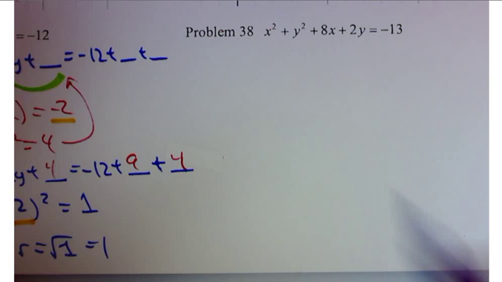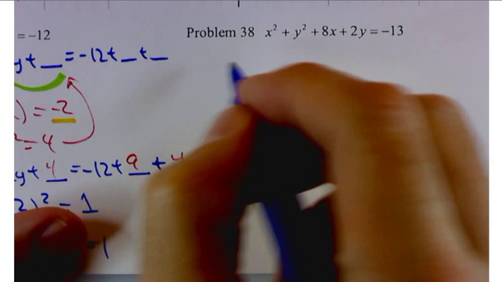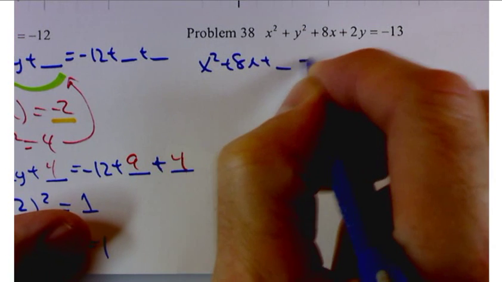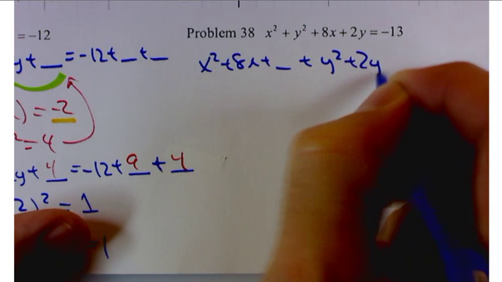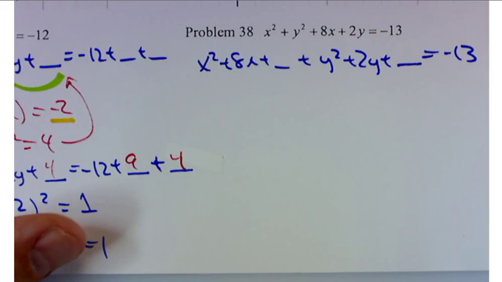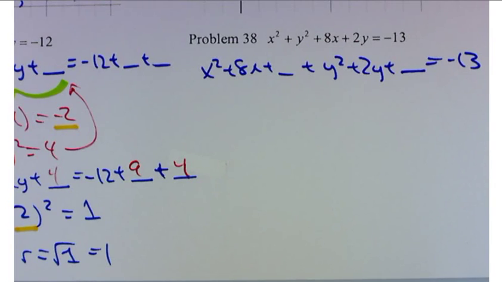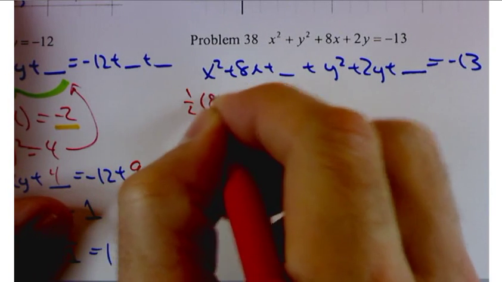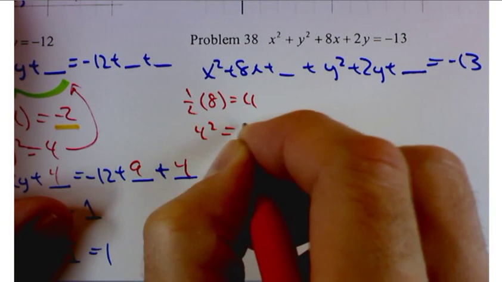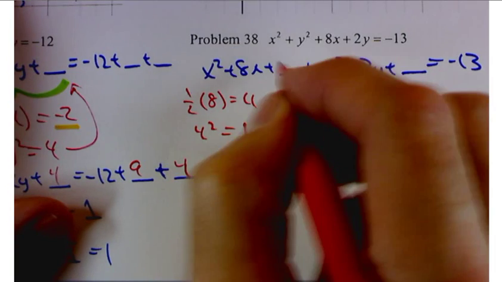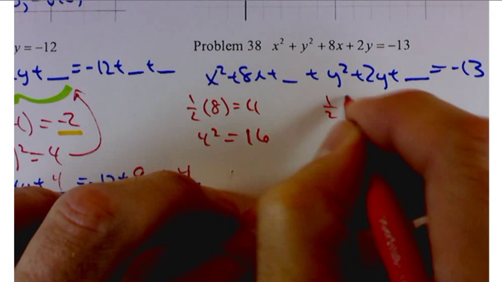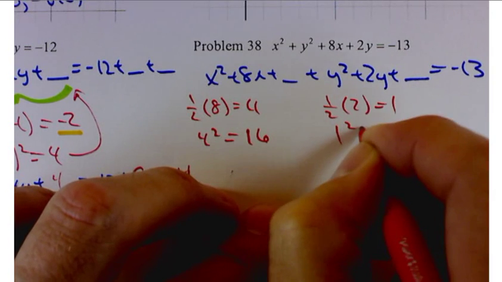Okay, so let's see here. We take x squared plus 8x plus something plus y squared plus 2y plus something equals negative 13. We need to figure out what those somethings are. So the first step is take half of the middle coefficient. Half of 8 is 4. 4 squared is 16. So we can add 16 to both sides. Half of 2 is 1. 1 squared is 1.